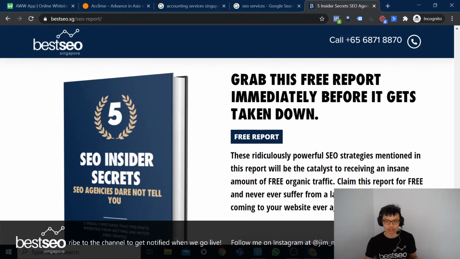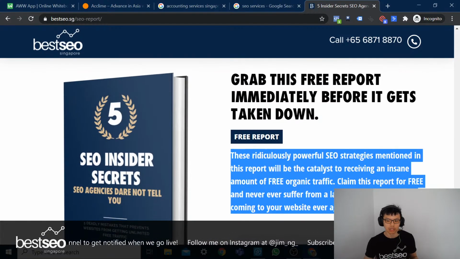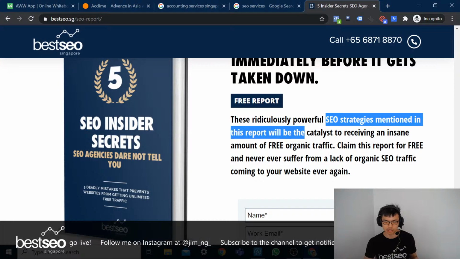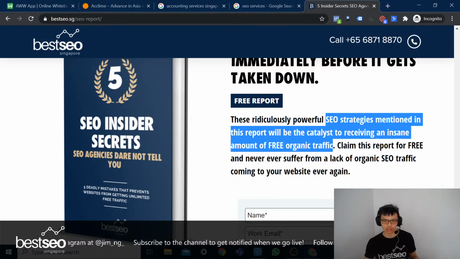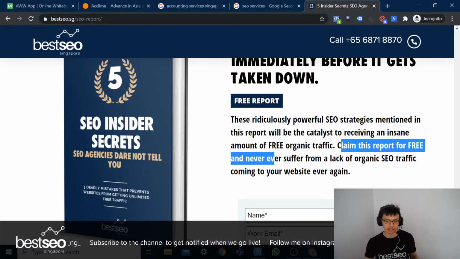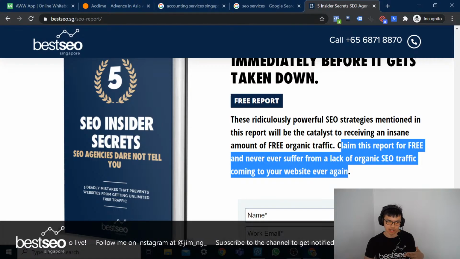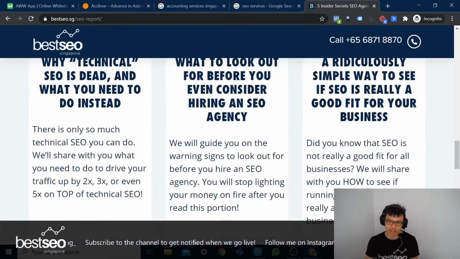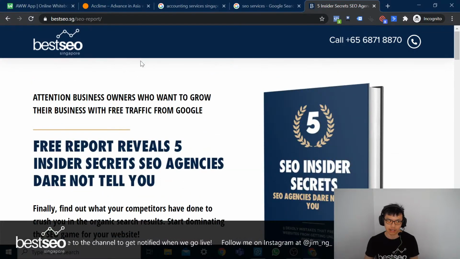So obviously you can change the headline here to whatever it is that you want to. You can put things like these insanely powerful accounting strategies mentioned in this report will allow you to save more than thousands of dollars in your accounting. Claim this report for free and never ever worry about spending unnecessary thousands of dollars per year on your accounting function ever again. So just tailor make this thing to make it similar to your industry, and obviously change all these things here as well. And there you have it.